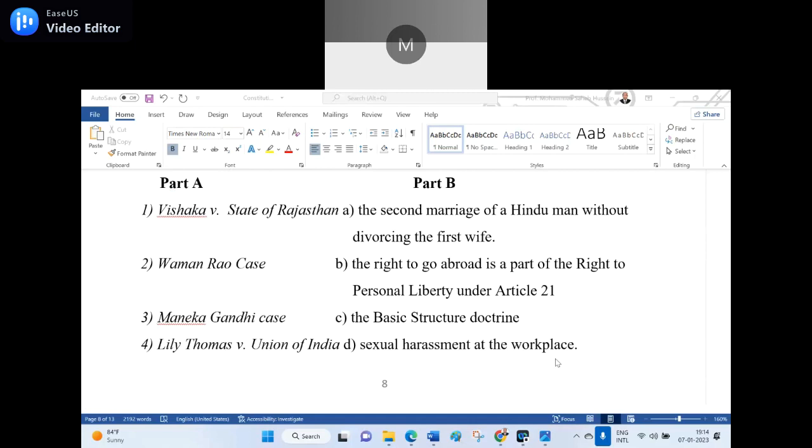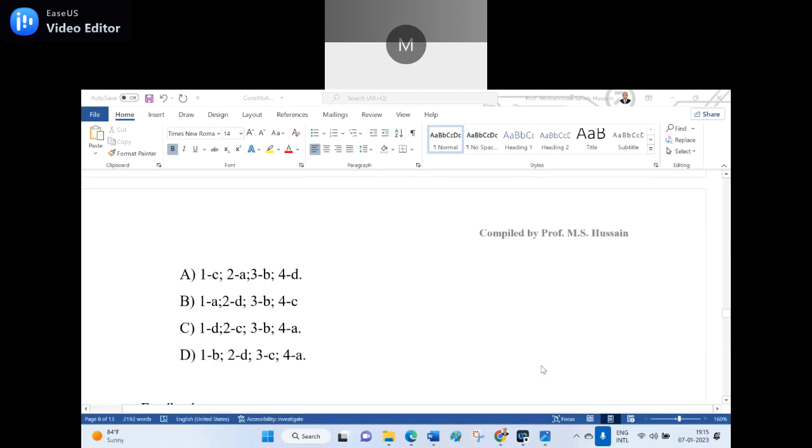Maneka Gandhi case, the passport case, is B. Impounding the passport means your personal liberty is curtailed, which means Article 21. Vishaka versus State of Rajasthan, you know the Vishaka case law. Rajasthan, this is about child marriages and sexual harassment at the workplace. Lily Thomas: when your wife is alive, you are not supposed to marry again. And Vaman Rao case is the Fundamental Right case.